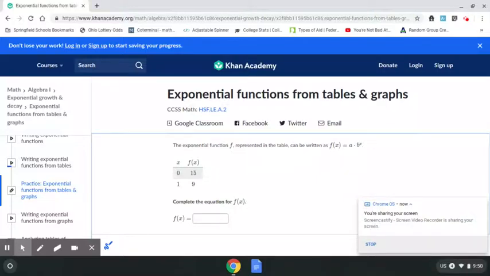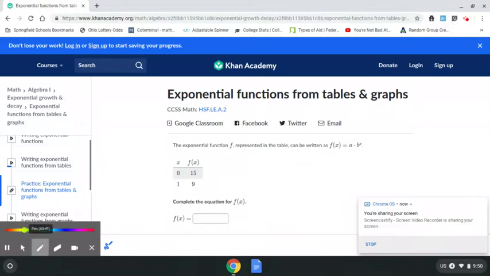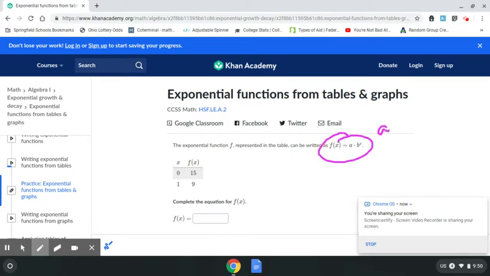All right, for writing exponential functions from tables and graphs here, we always have to remember that our equations are of the form f of x equals a times b to the x. So they give that to us here, f of x equals a times b to the x, where a is always the initial value, and b is always our growth or decay factor.